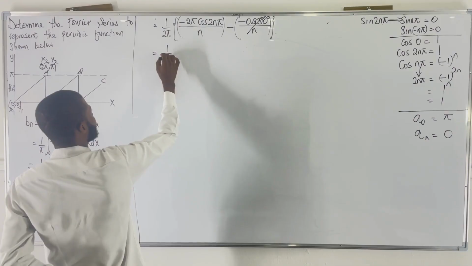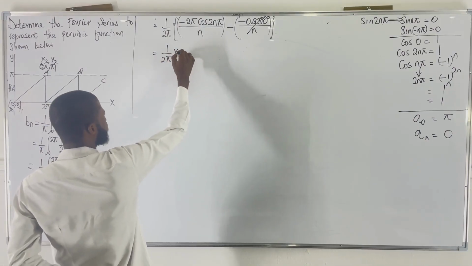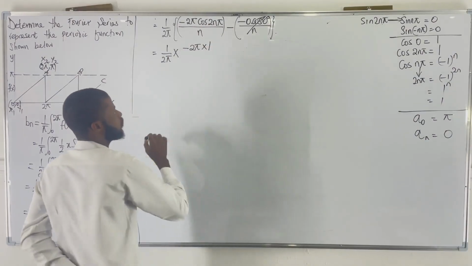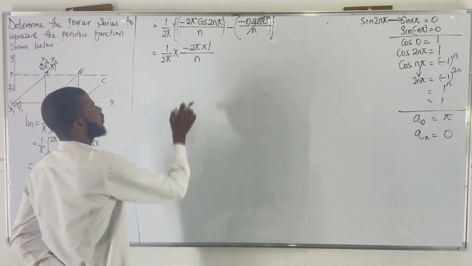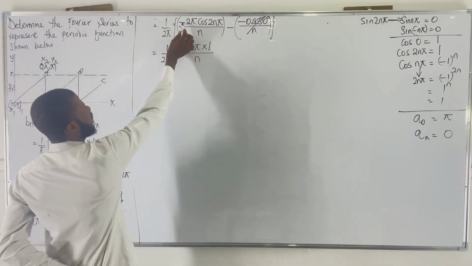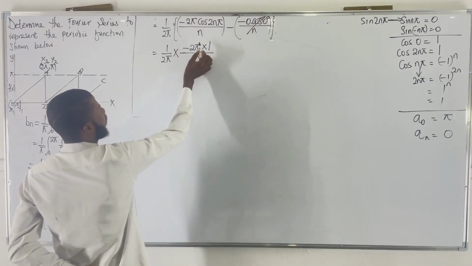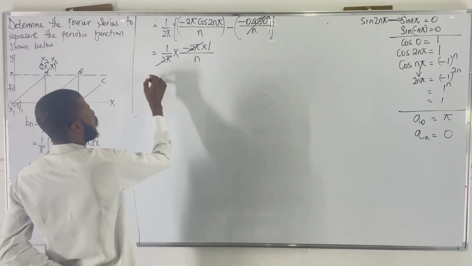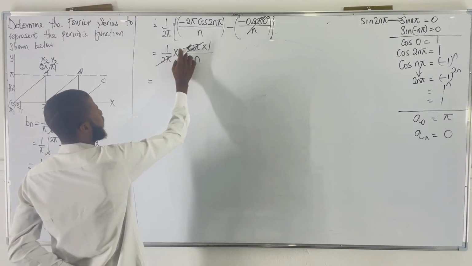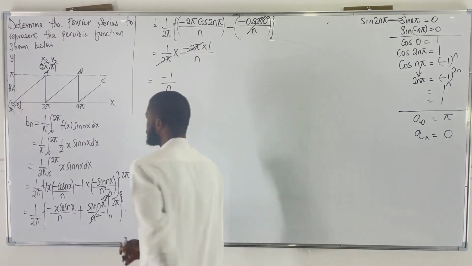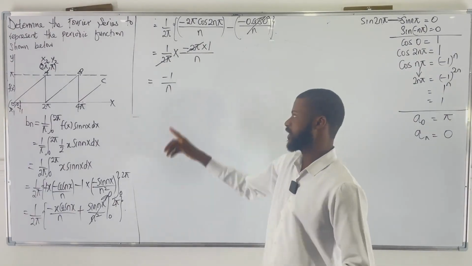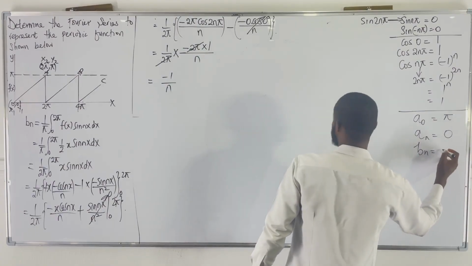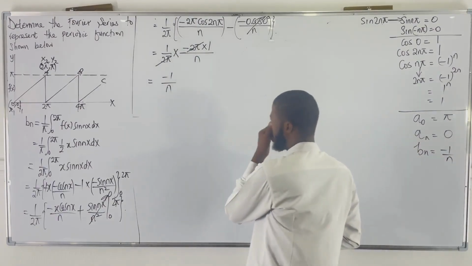So this is 1 over 2 pi times minus 2 pi. What is cos 2n pi? Cos 2n pi is 1, divided by what? n. Because this is the only bracket that will be remaining. So you write the minus, write the 2 pi. Cos 2n pi is 1. So when 2 pi cancels out 2 pi, what will be remaining? Minus 1 over n. So this value, ladies and gentlemen, is your b sub n. So this is minus 1 over n.